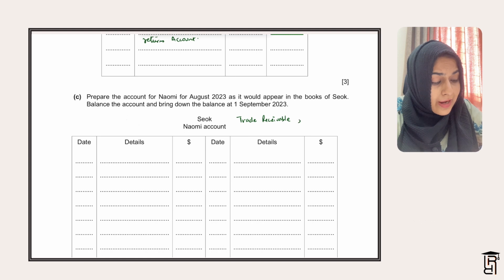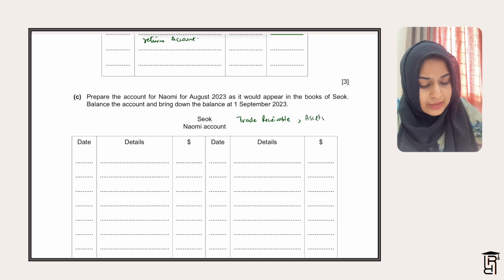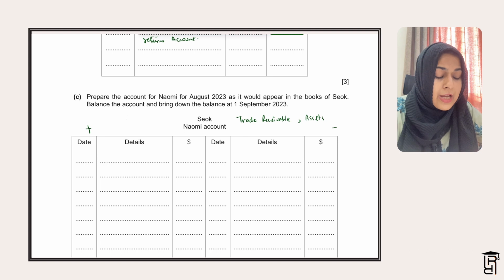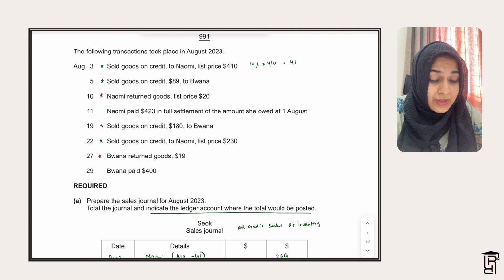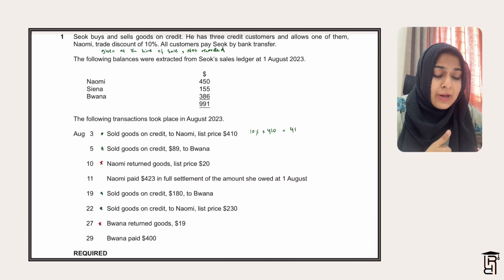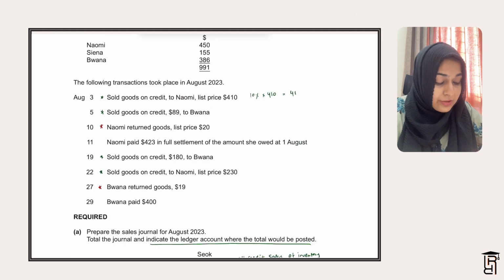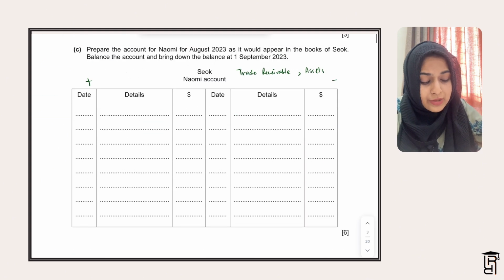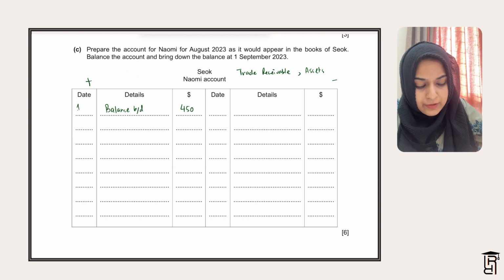Also, trade receivables are assets in accounting. So assets increase on the debit side and decrease on the credit side. So when you start this account, you start with a balance brought down, because in the very beginning of the question they said that the following balances were extracted from SEOC's sales ledger at 1st August 2023, and on 1st August 2023 Naomi owed SEOC $450. So you write this on the debit side: balance brought down, 450, 1st August 2023.